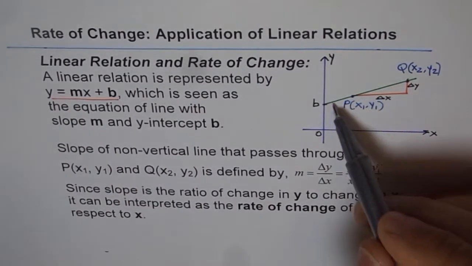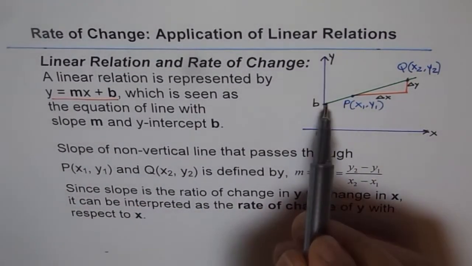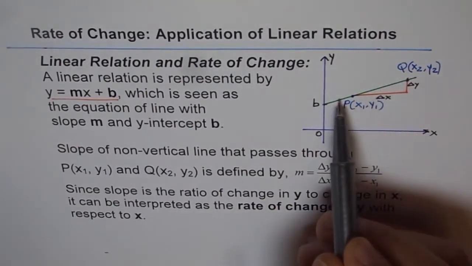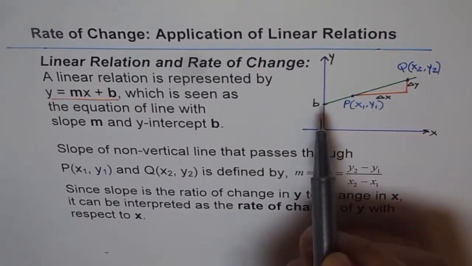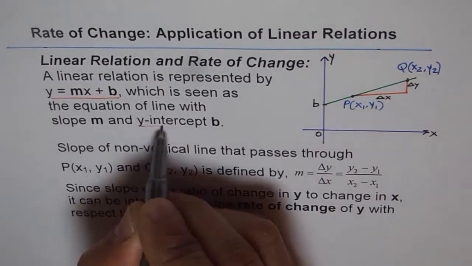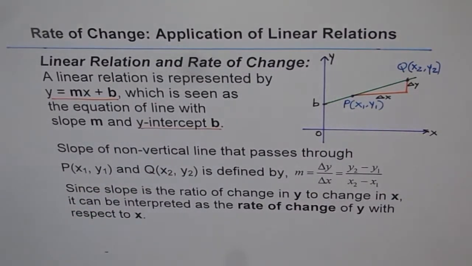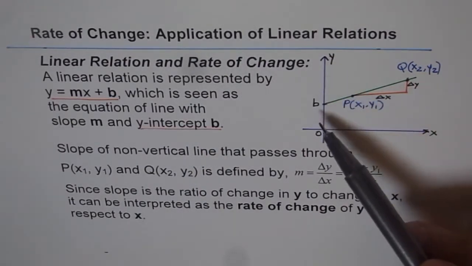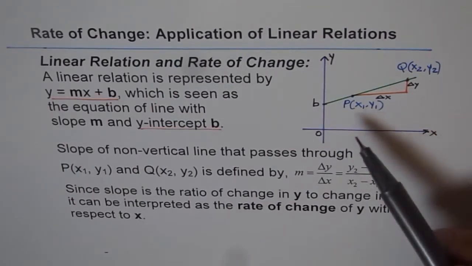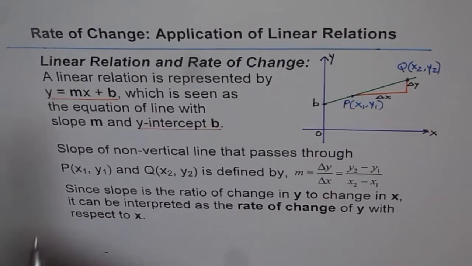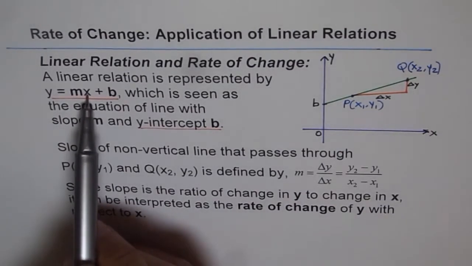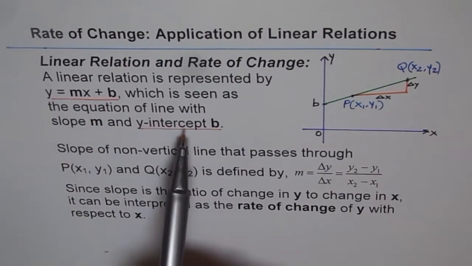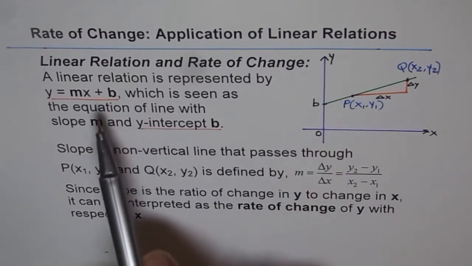m is the slope of the line and b is the y-intercept. Y-intercept because the line crosses the y-axis at this point. Therefore, we call it y-intercept. So b is the y-intercept, a point on the graph where it crosses the vertical y-axis. So at that point, the value of x is 0. If I put 0 here, x equals 0, I get y equals b. So the y value is b. So at the y-intercept, the x value is 0 and the y value is b.